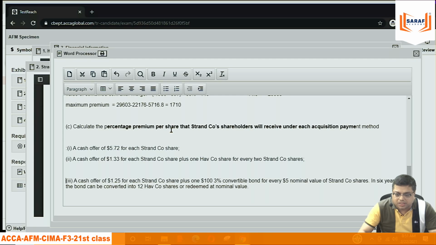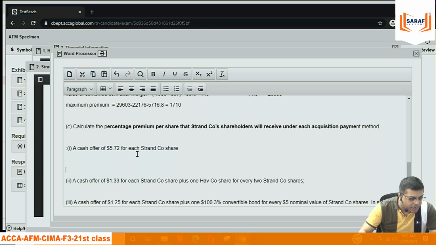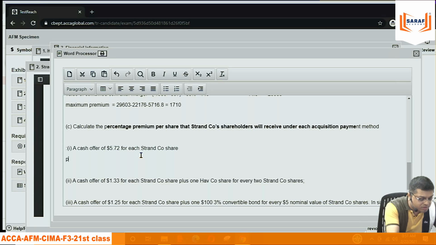3 ऑप्शंस, परसेंटेज प्रीमियम पर शेयर that S company shareholder will receive under each acquisition payment method. तो first method ये है, a cash offer of 5.72 for each S company share. So presently what is S company share value? Present value of S company share.